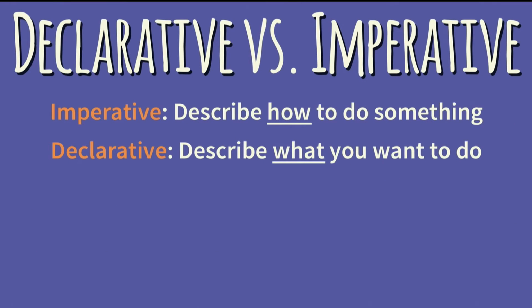So we're talking declarative versus imperative, just like sentences, except we're not talking about sentences. We're talking about code. So declarative, you describe what you want to do. Imperative, you describe how to do something.